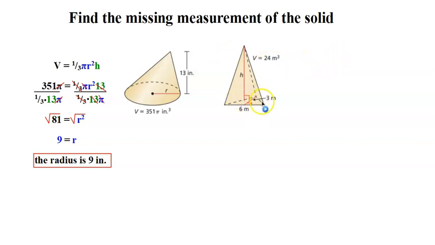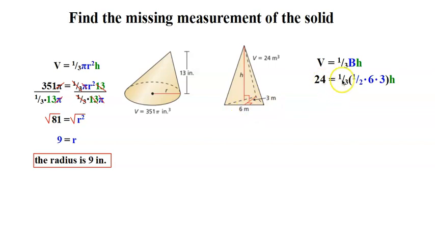So this one is a pyramid, so we're going to use the pyramid formula. 1/3 base times height. Plug in what we know. I know volume. Let's see, the base on this one is a triangle again, so let's see, 1/2 base times height of the triangle. I do have both measurements for the triangle, so we can plug all of that in.